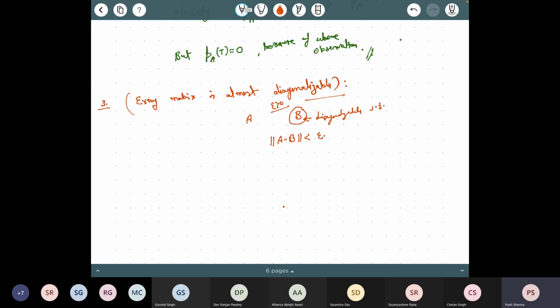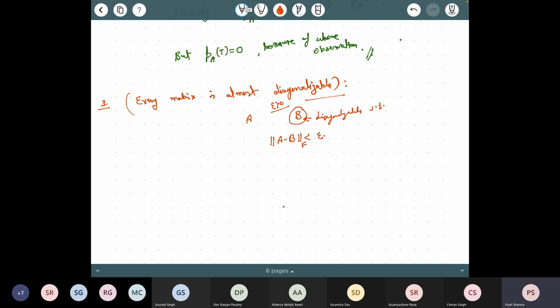For example, if you want entry-wise comparison, then you can choose the Frobenius norm here. You can choose the infinity norm also. Whatever the norm, you can always find a matrix B such that the norm of A minus B is less than epsilon. So although the matrix is not diagonalizable, it is arbitrarily close to a diagonalizable matrix. When I say arbitrarily close, it means for any given epsilon, you can always find a diagonalizable matrix B such that the norm of A minus B is less than epsilon.